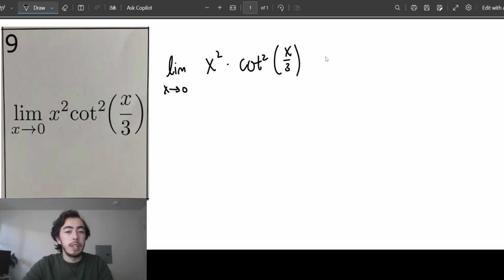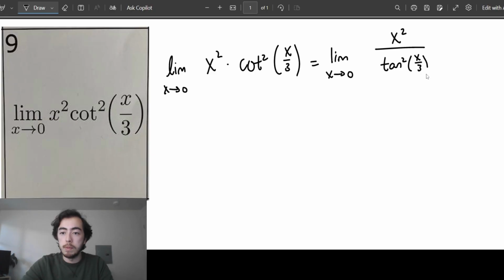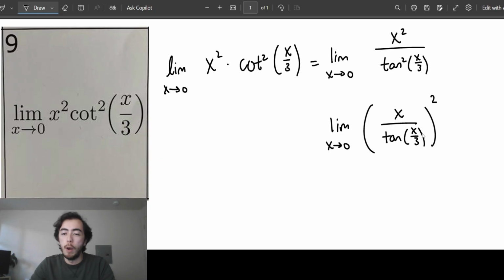First things first, I don't like cotangent, to be honest, and so I'd rather rename it as tangent. They are just reciprocals of each other. So this problem would be the same as x squared over tangent squared of x over 3. And also, I think I could do that squaring later. So maybe I'd rather think of it as the limit as x approaches 0 of x over tangent of x over 3, and then squaring it afterwards.